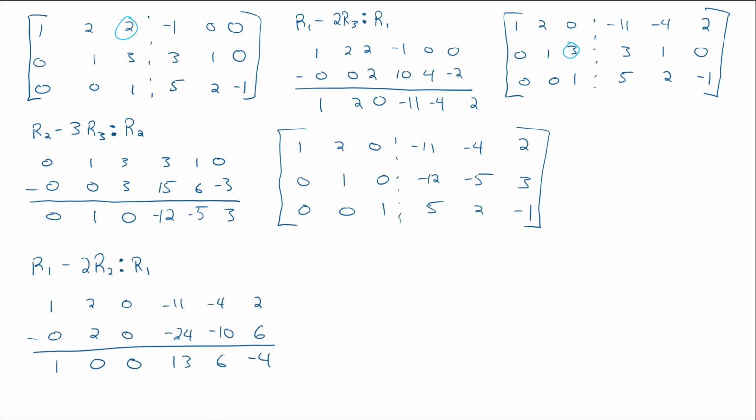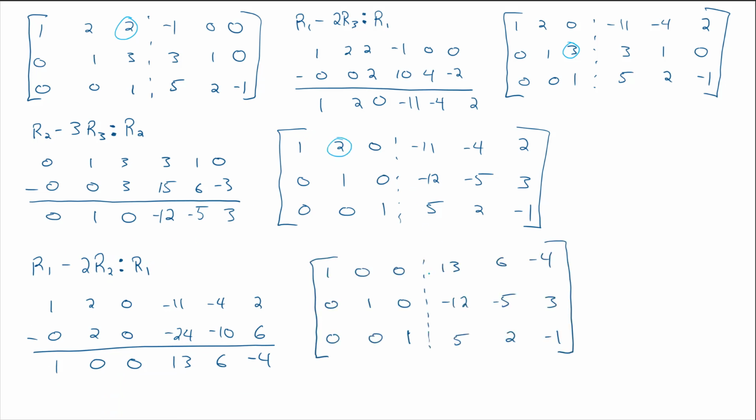Okay, and then I'll say row 1 minus 2 row 2. That's going to be the new row 1. That's going to get rid of this 2 right here that we don't want. We want that to be 0. And I'm left with the identity matrix of a 3 by 3 on the left-hand side, which means that A inverse is what I have on the right-hand side. Okay, I was asked to find A inverse, so we can just rewrite the right-hand side as its own matrix as A inverse.